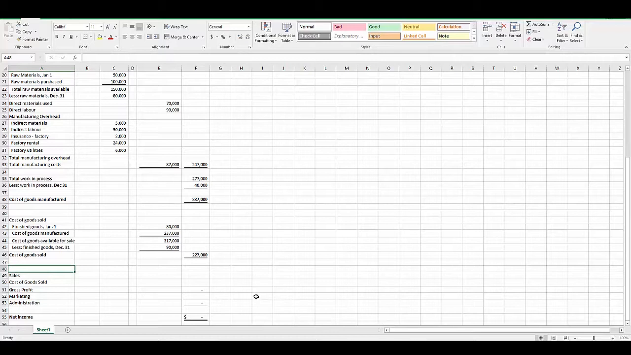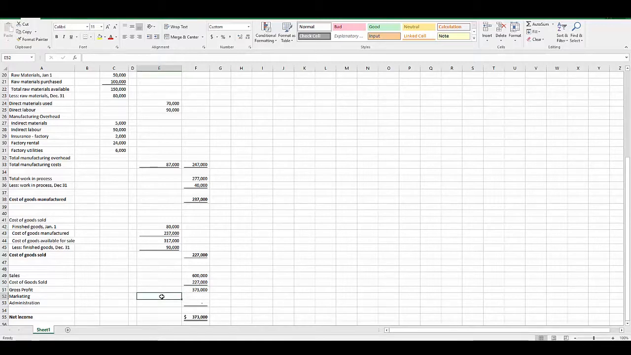So what we are going to do now is our income statement. And we are given in the problem that the sales are $600,000. So we'll key that in. Then our cost of goods sold, which we've just calculated here, is $227,000. So that gives us a gross profit of $373,000. So of course, we're not done yet.